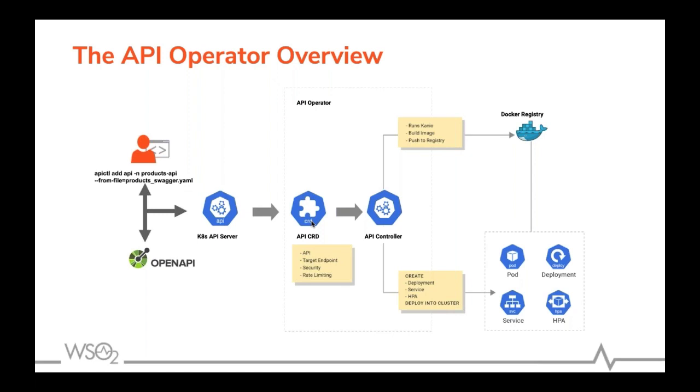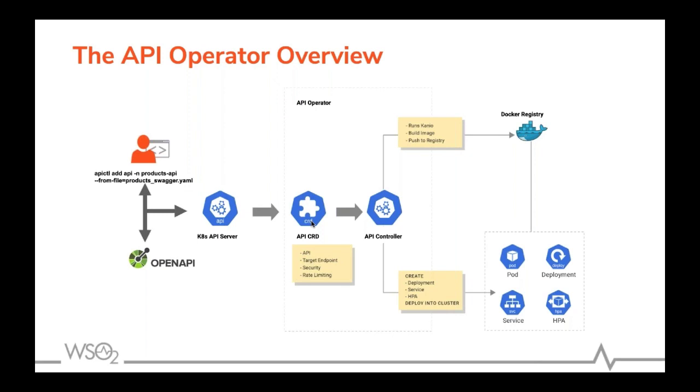We are basically introducing four custom resource definitions: one is API, one is target endpoint, and we have security and rate limiting. Each of these custom resource definitions aligns with a custom controller. The API custom resource definition goes with the API controller. Similarly, the target endpoint custom resource definition goes with the target endpoint controller. So we have four custom resource definitions along with four custom controllers, and each has a different task that goes with its custom resource definition.